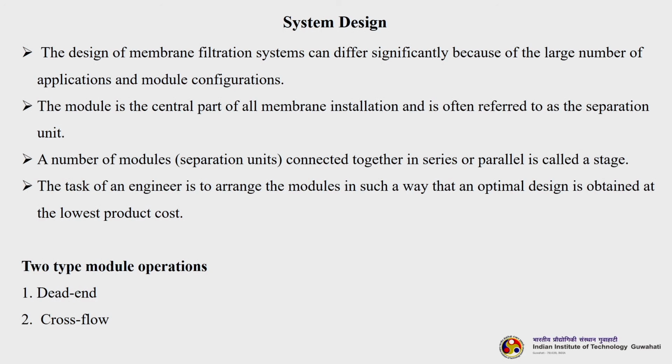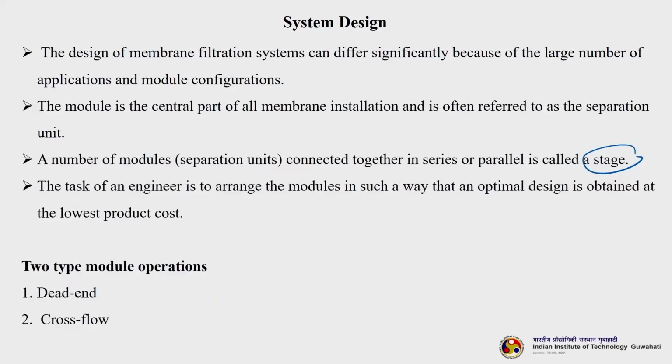The module is the central part of all membrane installations and is often referred to as the separation unit. A number of modules connected together in series or parallel are called a stage. We can have 2, 3, 4 or 6 modules together, connected in such a way that I can call it a stage. We can have more than 1 stage, 2 stage, 3 stage, basically in series, or we can call them cascade also. So, the task of an engineer is to arrange the modules in such a way that an optimal design is obtained with the lowest product cost, because anyway you have to take care of the economics.